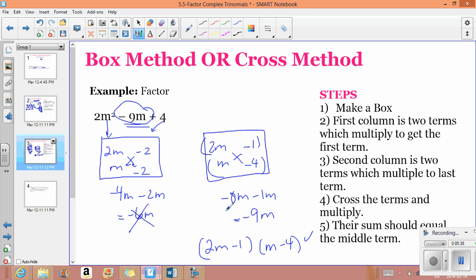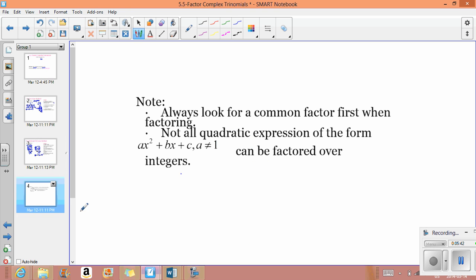That was complex factoring because this value was not a 1. Keep in mind, common factors, which you're always looking for first, and this factoring that we did, the decomposition and the box method, was because the a value was not 1.